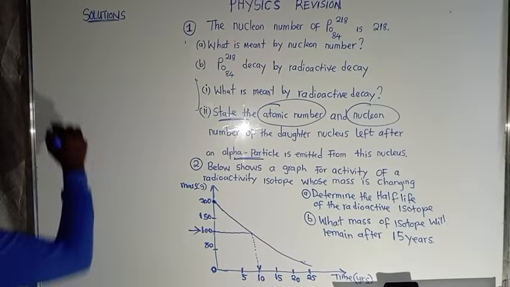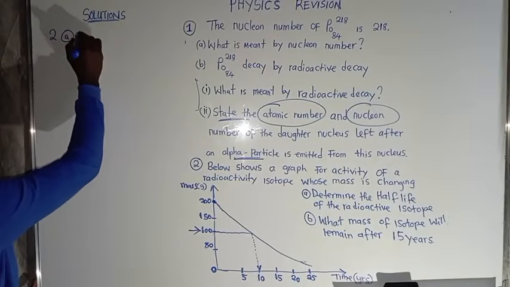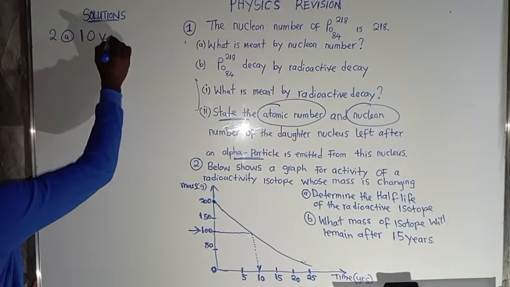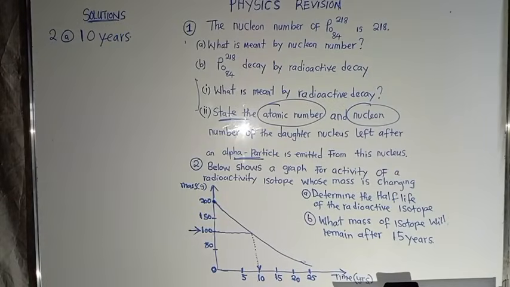So according to your graph, what are you finding? Me, I'm finding 10 years. So the half-life is 10 years, according to the graph. The same way I've done like this. Those of you that are doing mathematics, you are able to agree with me that we get to do something like that in statistics.